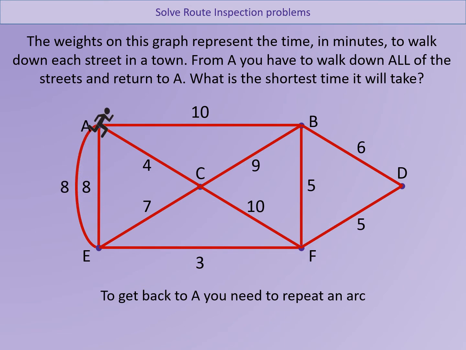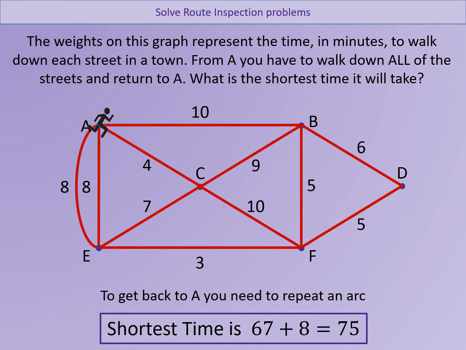This means that the shortest amount of time is the sum of all of the edges, which is 67, plus 8, which is the additional weight of the arc that was repeated. So the total time is 75.